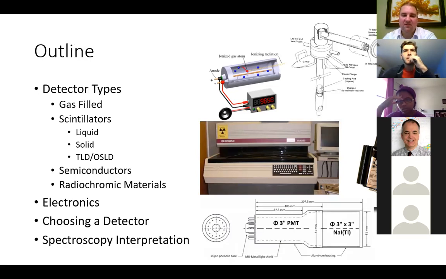So there are a couple of different types of detectors. There are gas-filled detectors. There are scintillators that require or depend on the creation of light, and that light can then be collected and either counted or connected back to the energy of the radiation for spectroscopy. There are semiconductor detectors, and there are also radiochromic materials, materials that change their color based on how much radiation they've been exposed to.